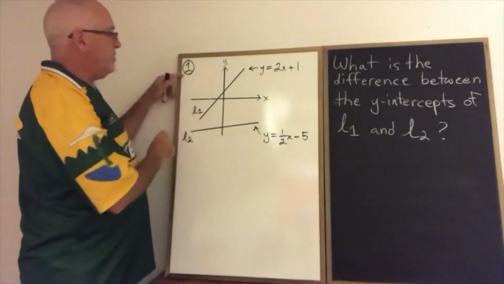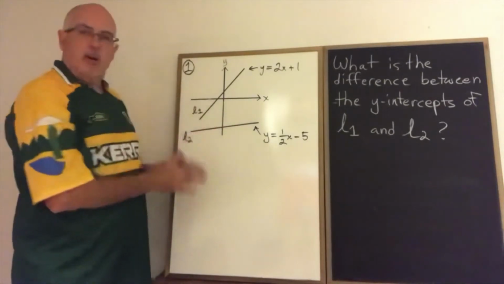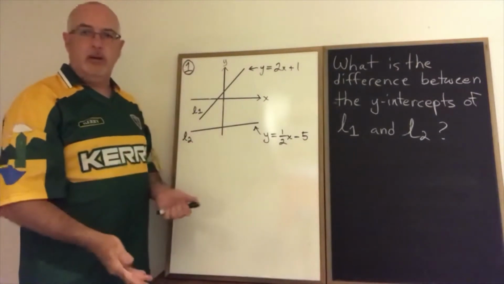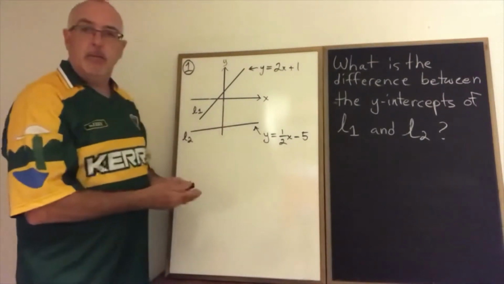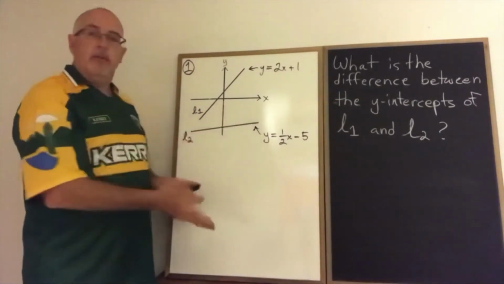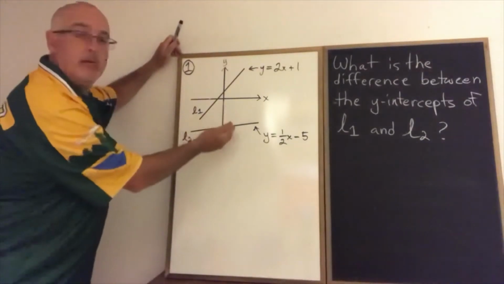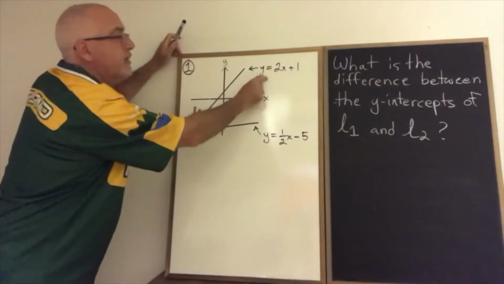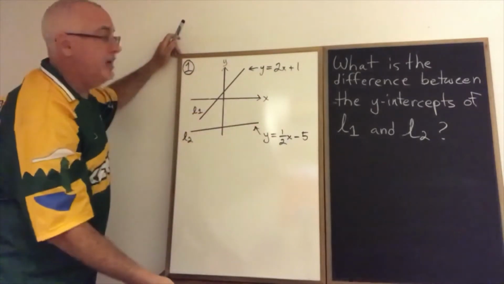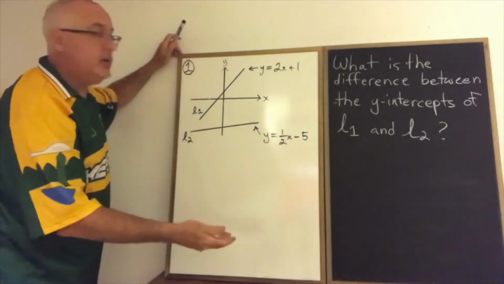In this first example, I've made it really easy because the first thing to talk about is simply the meaning of the word difference. Difference means we're subtracting. So if we know the two y-intercepts they're talking about, and we subtract one from the other, then we know the difference between them. The y-intercepts of these two lines are given in this case because the equations are given in y equals ax plus b form, and the b part of that is the y-intercept. So if I find the difference between 1 and -5, I answer the question.